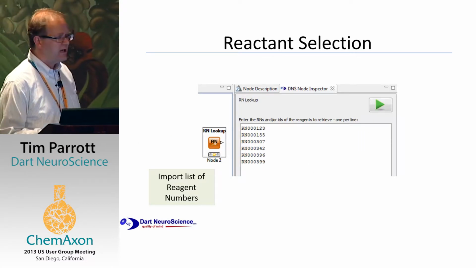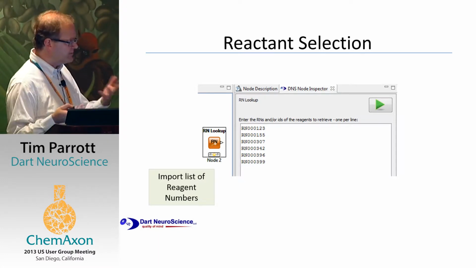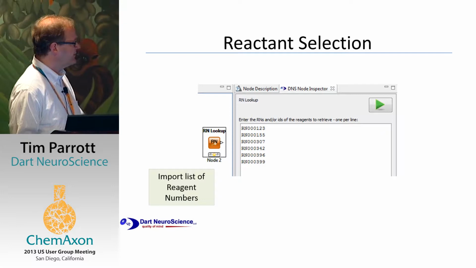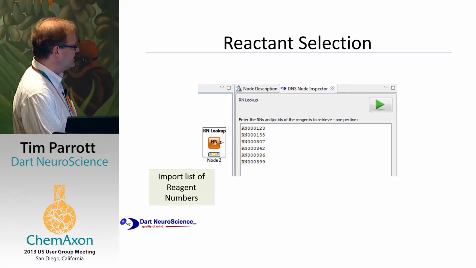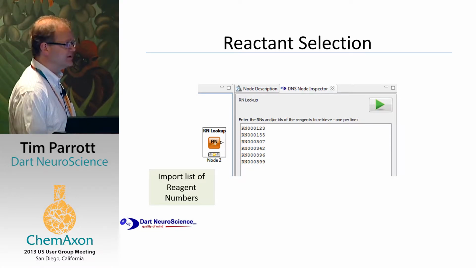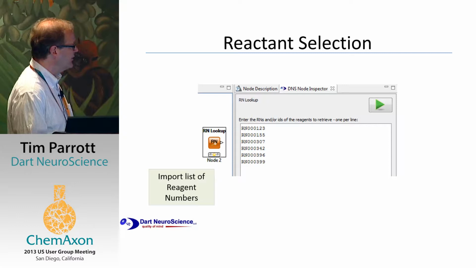The other common key case is that people have already done some analysis, maybe from some screening data, and they have a set of reactants that they need to bring in. And so we have a simple node that simply takes a list of reactant IDs and pulls in the structures, and then they can be used further downstream in the enumeration.